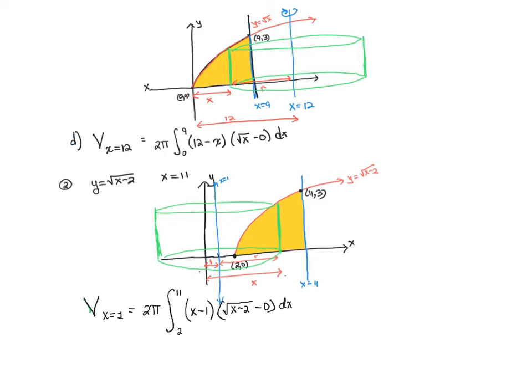All right, so can we discuss a shortcut on how to get the radius of the shell when we go about a vertical line? Well, let's think about that. All right, so we have the shell method.